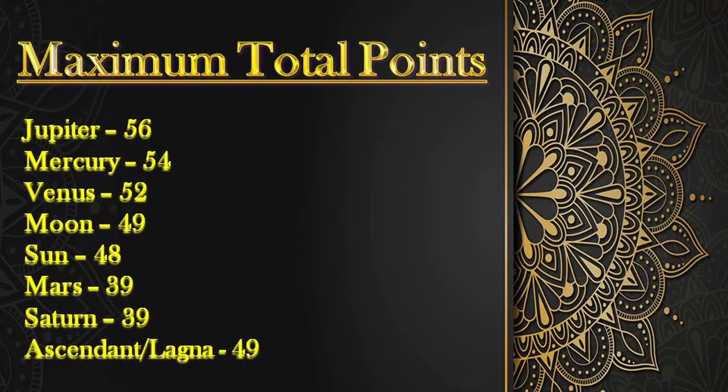Now you can see why 3 is also considered average for Mars and Saturn. Because the total points available to them is low. If you divide 39 by 12 you get roughly 3 points per house. Now let's understand this concept better, by taking an example.